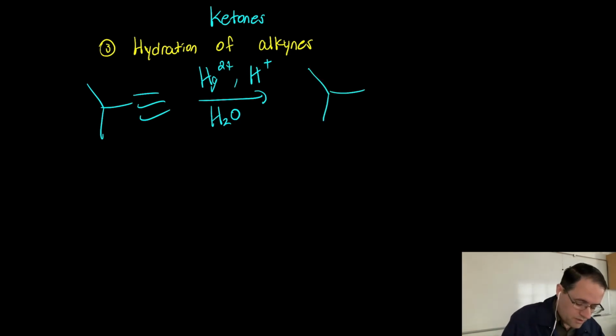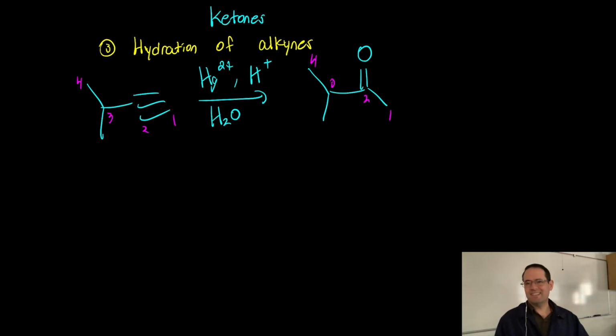And what you form here is a ketone. Okay, and the carbonyl. Again, the carbonyls are carbon-oxygen pi bonds. You're going to hear that term a lot. The carbonyl is created at carbon 2. Okay, at carbon 2. So the internal portion, okay?